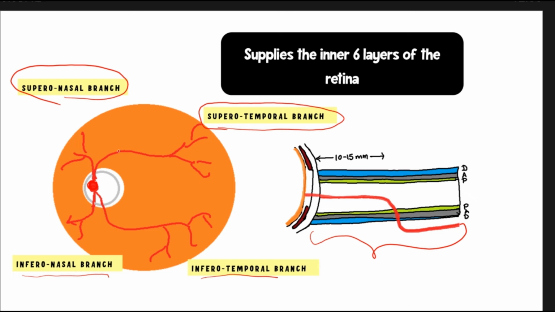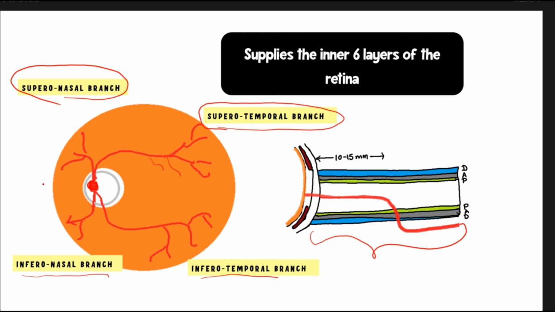Now these branches are actually going to send some other branches within the layer of retina, and it is going to supply the inner 6 layers of the retina. So this is one very important point, that the retina basically has 10 layers. However, the inner 6 layers of the retina are basically supplied by the central retinal artery.